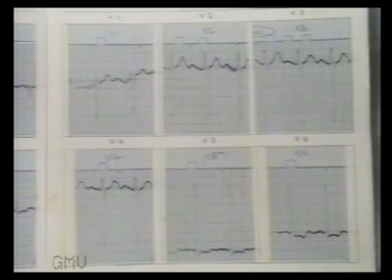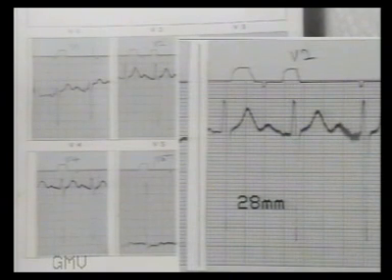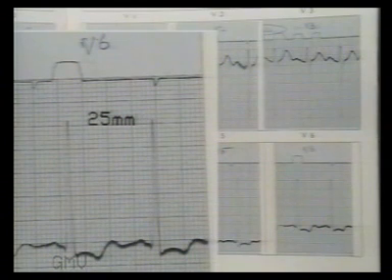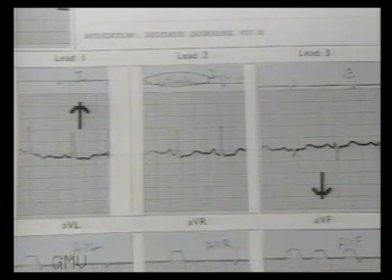In this ECG, again note the normal progression from deep S waves in V1 to tall R waves in V6. SV2 is 28 millimeters, more than 25 millimeters. So left ventricular hypertrophy is diagnosed. RV6 is 25 millimeters. So SV2 plus RV6 is 53 millimeters, all in support of left ventricular hypertrophy.